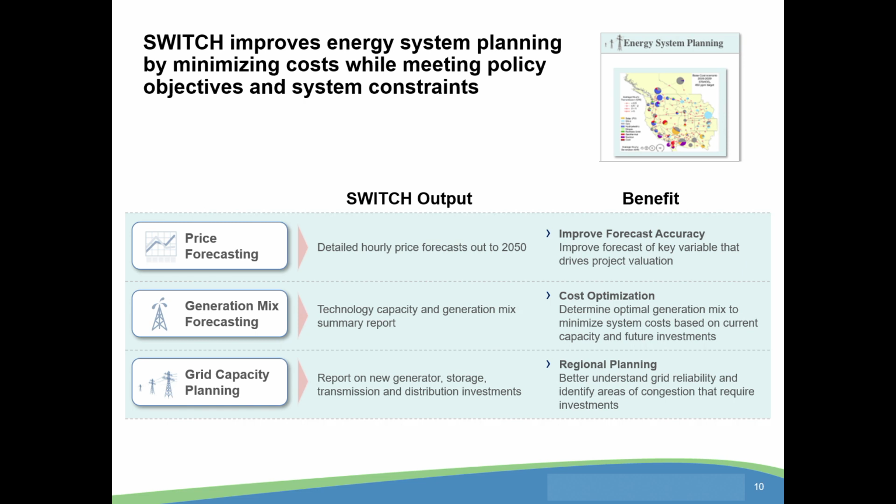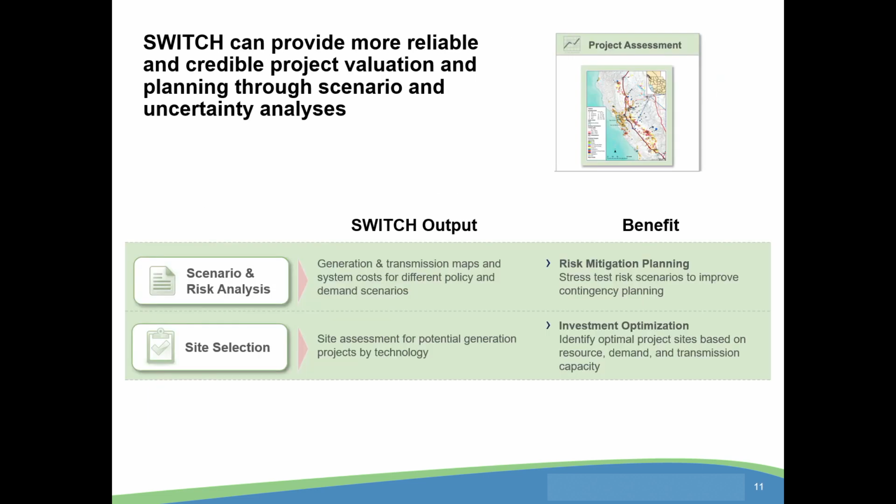It also allows for regional grid planning. One of the outputs of Switch is understanding where transmission needs to be built, and oftentimes this is transmission across regions or even crossing country borders. And so understanding these long-term transmission plans is really important for regional planning.